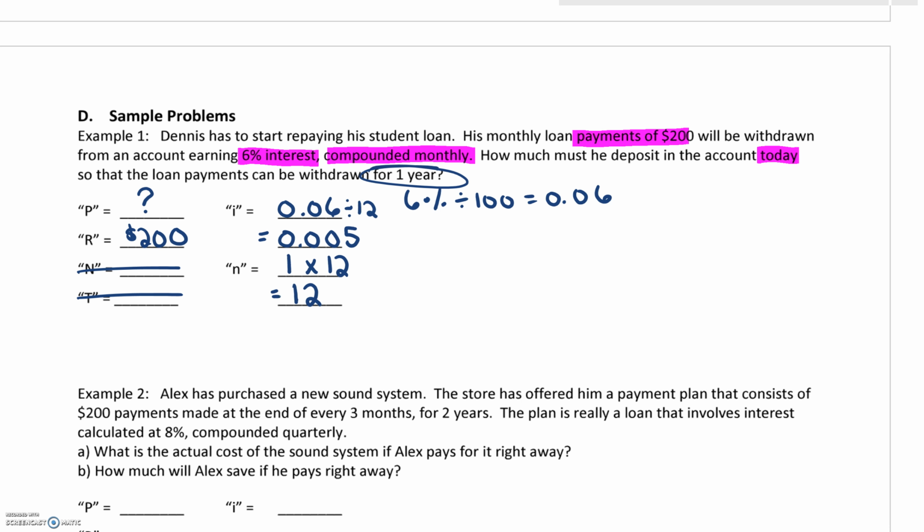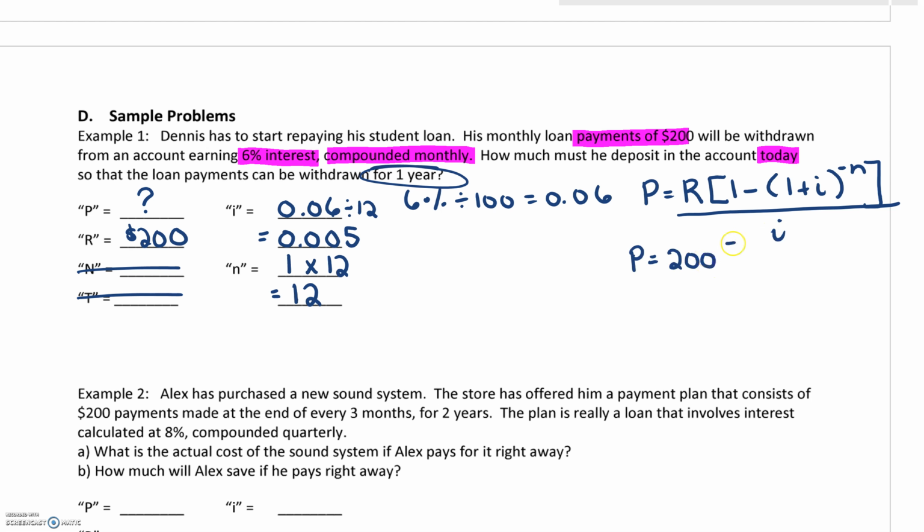So we're going to write the formula down. P equals R, square bracket, 1 minus 1 plus I. Don't forget the negative with the N this time. And then we divide the whole thing by the interest rate. So we just start filling in some stuff. R is 200. Keep the square bracket, 1 minus. At this point, I like to do 1 plus 0.005, which is 1.005. So that shouldn't be too much of a hard time.